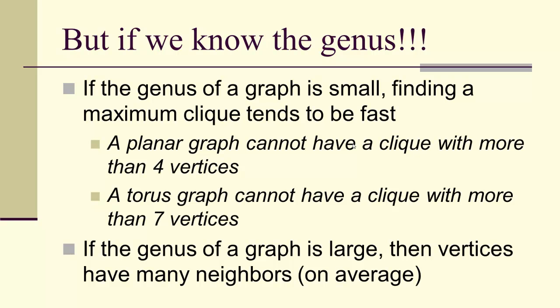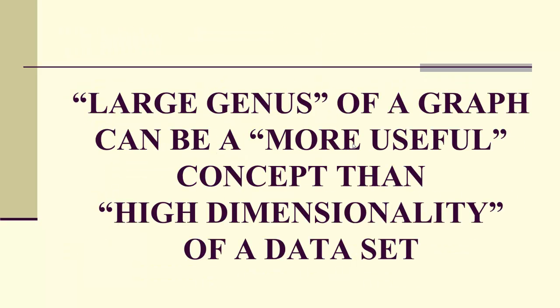Now, what about if the genus of a graph is large? Well, if the genus of a graph is large, then it sort of implies that the vertices have a lot of neighbors on average. We can use this idea. In fact, large genus of a graph is in some ways more useful than high dimensionality of a dataset. It's certainly easier to imagine large genus, i.e. lots of handles on the plane, than it is to think about extremely huge dimensional spaces.